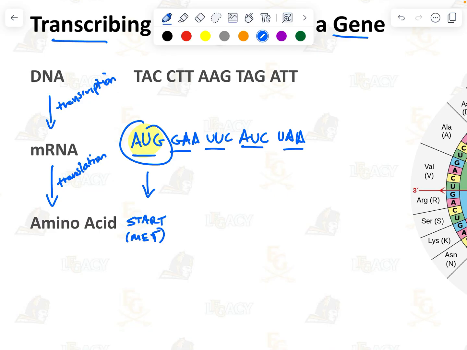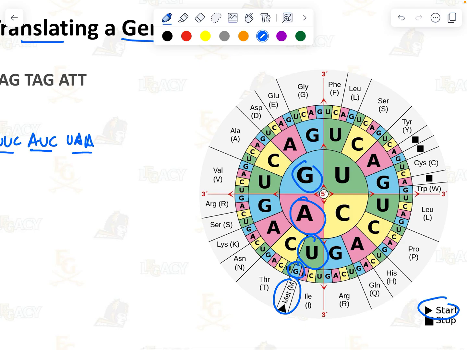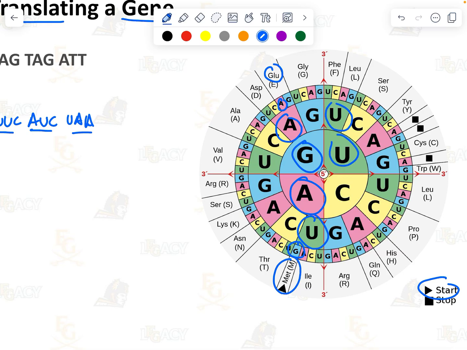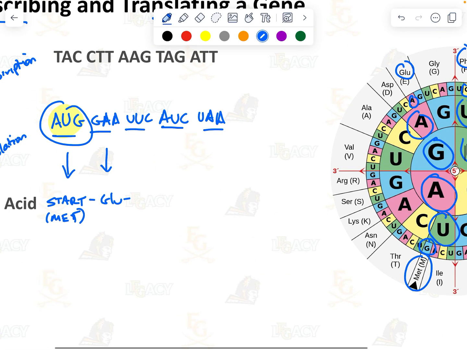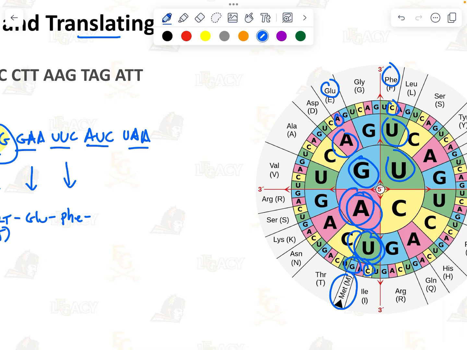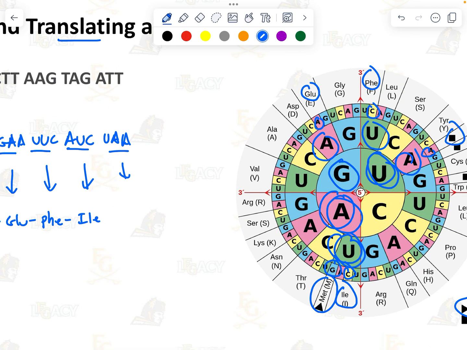Okay, the next codon, GAA, same idea. Start in the middle, GAA, I get GLU, my next amino acid, GLU. And the next codon then, UUC, I see is PHE. My next codon, AUC is ILE. And the last one, UAA, I notice is a stop codon.